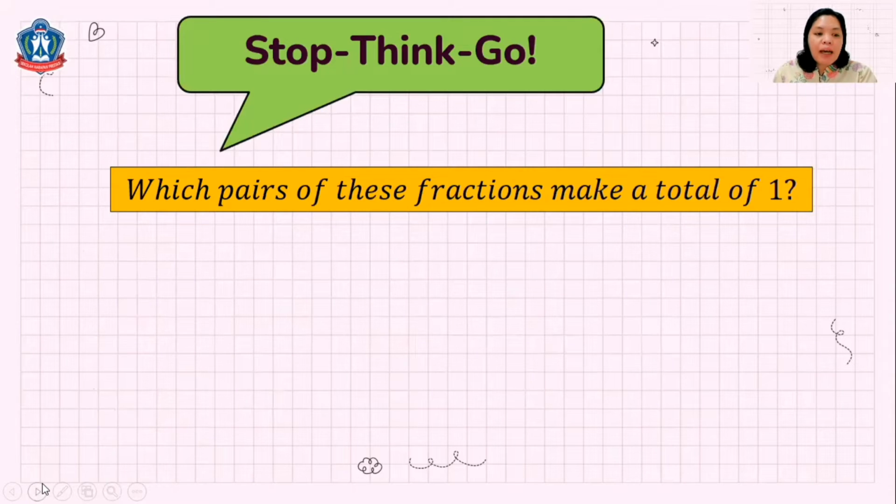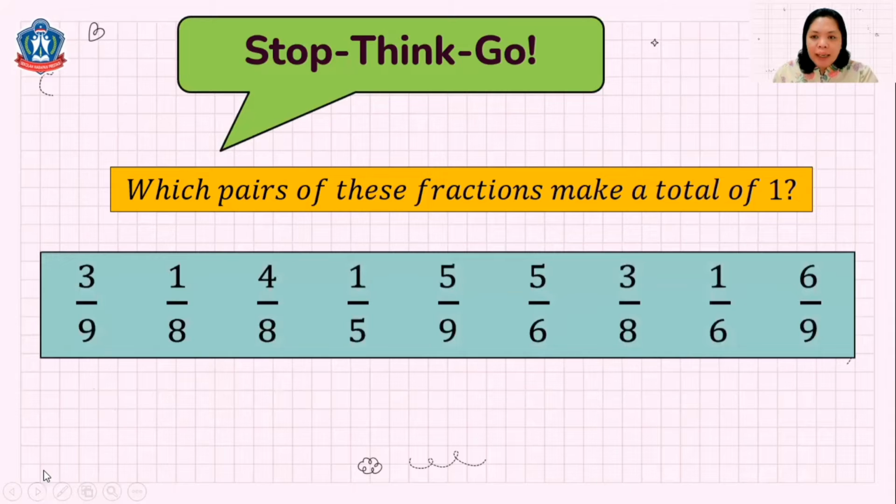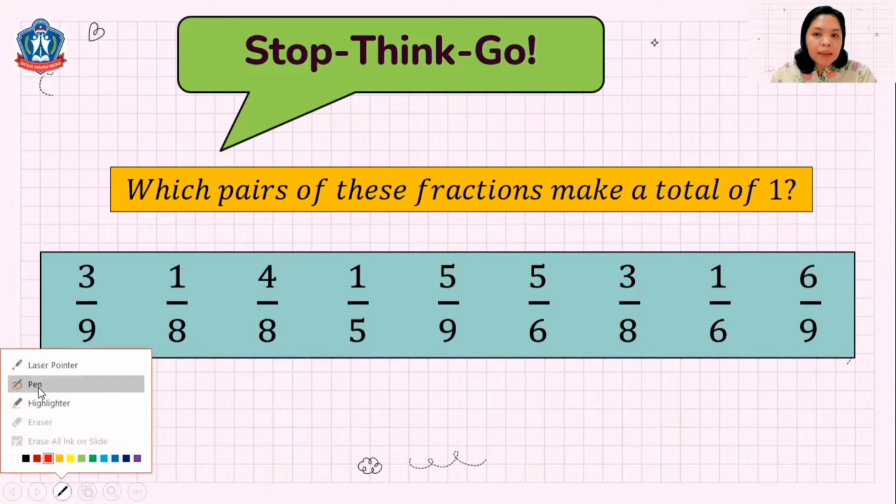Okay, I have here some fractions, children. Can you tell me which of these fractions make a total of 1? So how to find them? Their denominators should be the same. Then if you add the numerators, it will become the same as the denominators. So to make 1, the numerator and the denominator should be the same. So let's try to find out which pairs make a total of 1. Let's make one pair only.